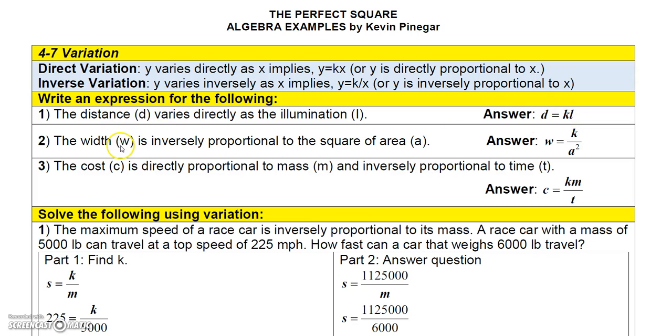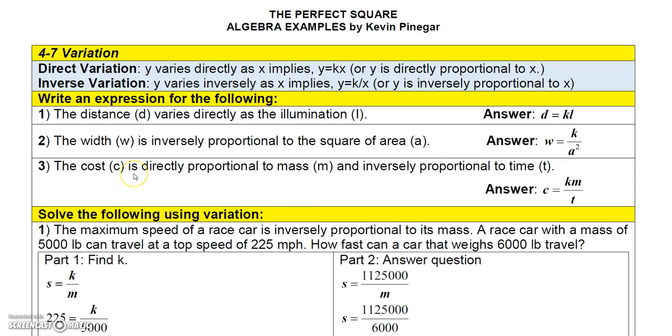Now this one says the width is inversely proportional to the square of the area. Now notice this is inversely proportional, so that would mean w is going to equal a constant divided by the other variable. But be careful here because it doesn't say it's inversely proportional to area. It says it's inversely proportional to the square of area. So in that case, w would equal the constant divided by the area squared.